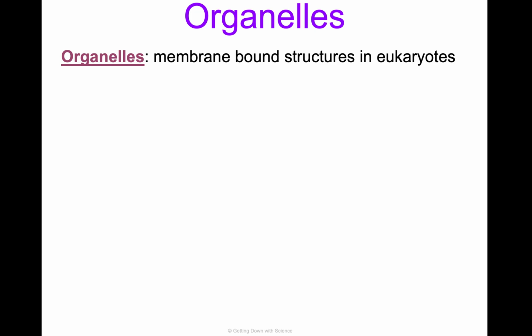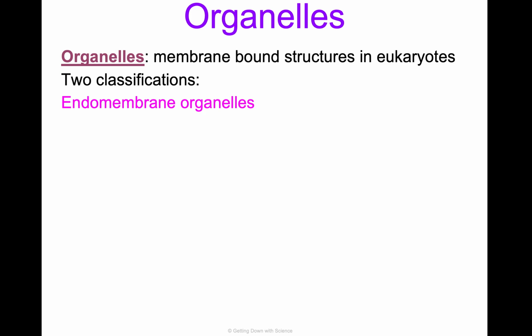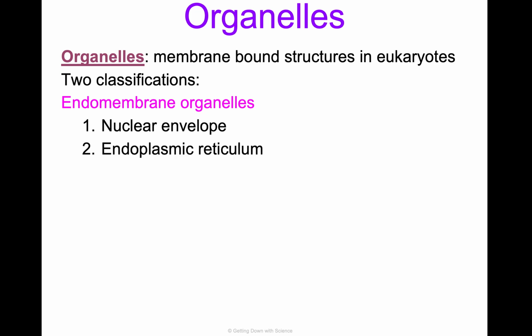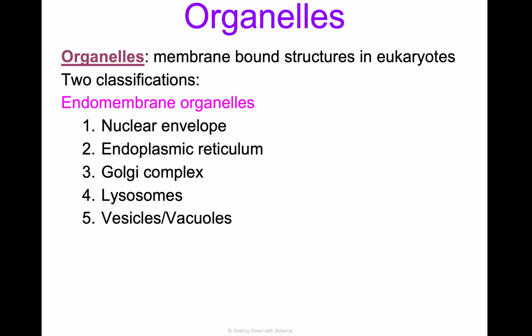Organelles are membrane-bound structures, particularly in eukaryotes. There's 2 classifications. We have endomembrane organelles, endo meaning inside, membrane meaning membrane. These organelles are bound inside of a membrane. There's the nuclear envelope. There's the endoplasmic reticulum. There's the Golgi complex. There are lysosomes, vesicles and vacuoles, plasma membrane. All right, let's go over each one of these.